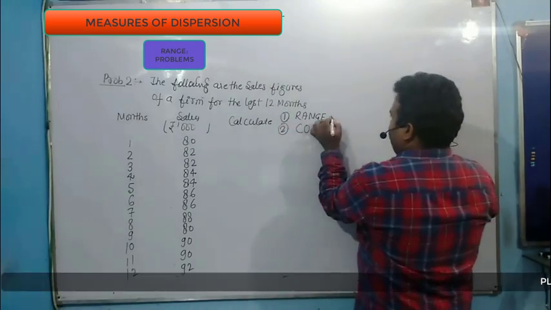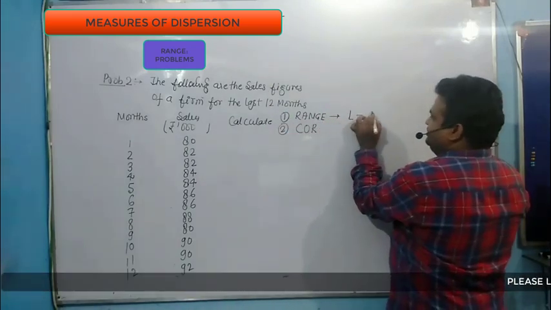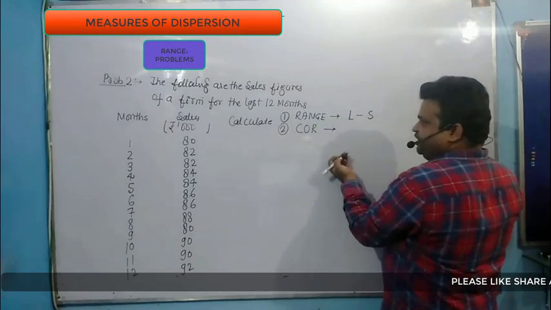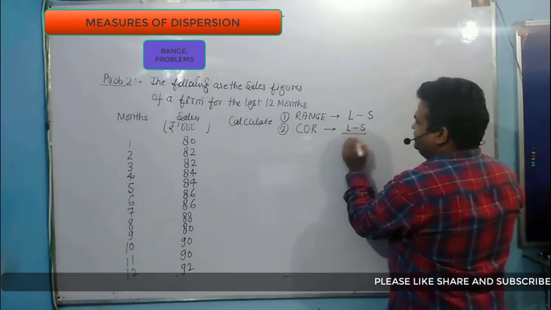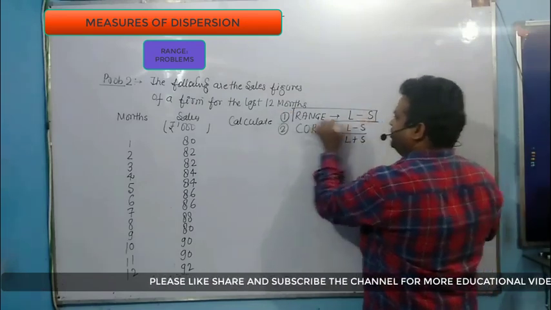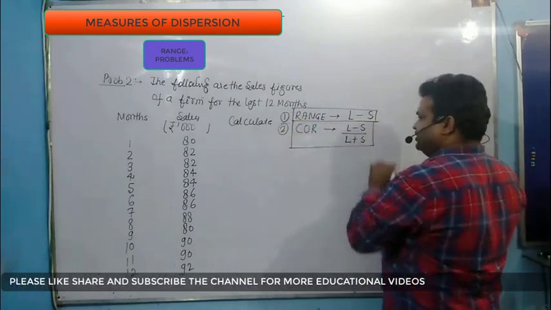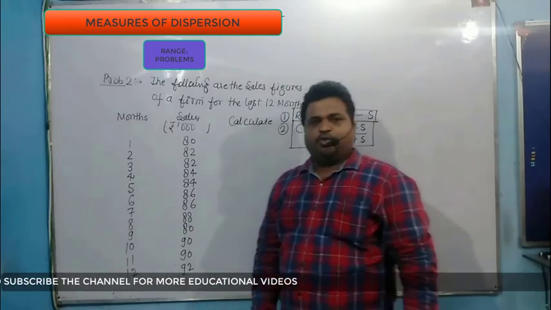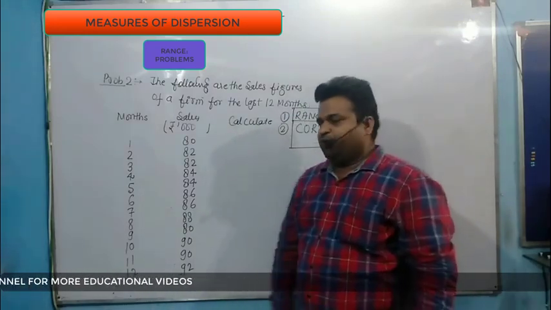Again I repeat, you must know the range formula: largest value minus smallest value. The coefficient of range formula: largest minus smallest divided by largest plus smallest. So this is the formula for calculating range and coefficient of range. Now first you need to check what is my largest value in the data set.